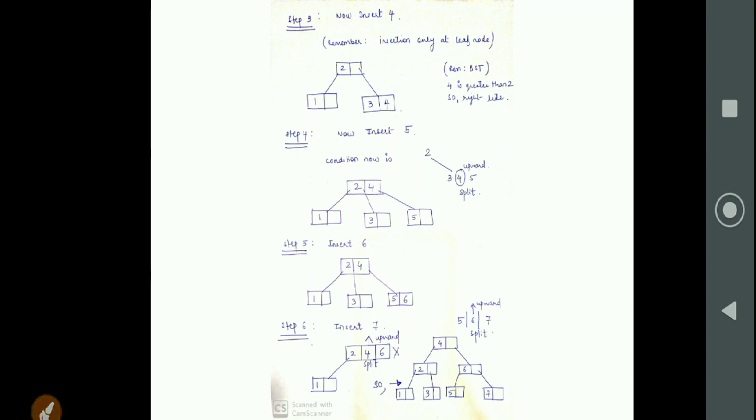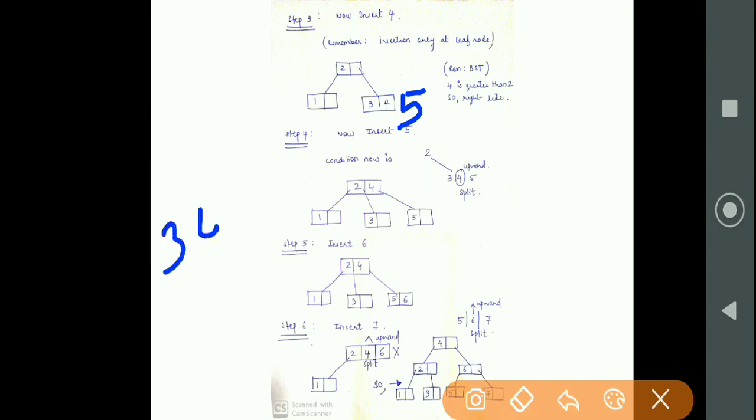Now, let's start again with the first step. What is the first step? We have to compare 5 with 2. When we compare 5 with 2, we are aware that we need to come to the right side. When we come to the right side, we have 3, 4 and 5 should be here, right? But our key size is what? 2. And we have 3, 4, 5 at the same place. Whenever such a situation happens, we need to split it.